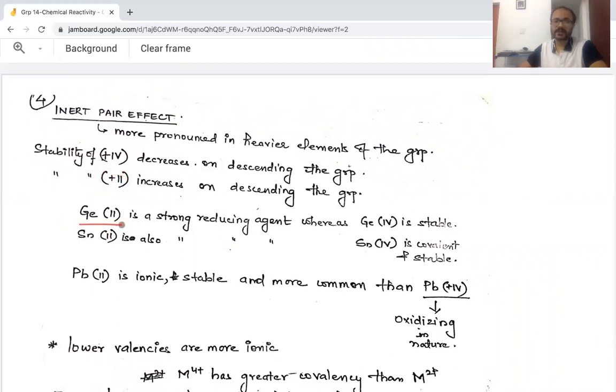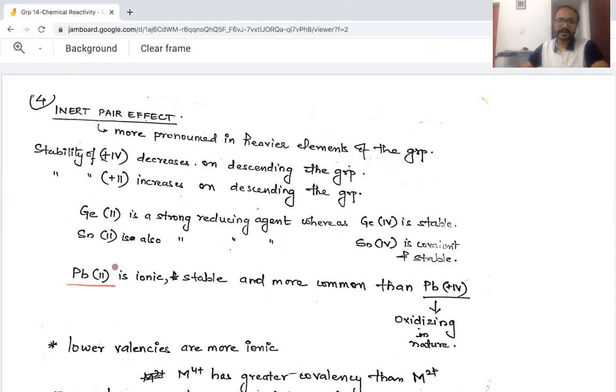Now, in the case of germanium and tin, the +2 oxidation state, though it is found, is not very stable. It would try to form the +4 oxidation state. So whenever you have germanium or tin compounds present in their +2 oxidation state, they act as a reducing agent. By losing electrons, they will try to acquire the +4 oxidation state. In organic reactions, we use certain tin chlorides to act as a reducing agent, because the +2 oxidation state rather forms the +4 oxidation state, owing to the greater stability of +4 in tin and germanium.